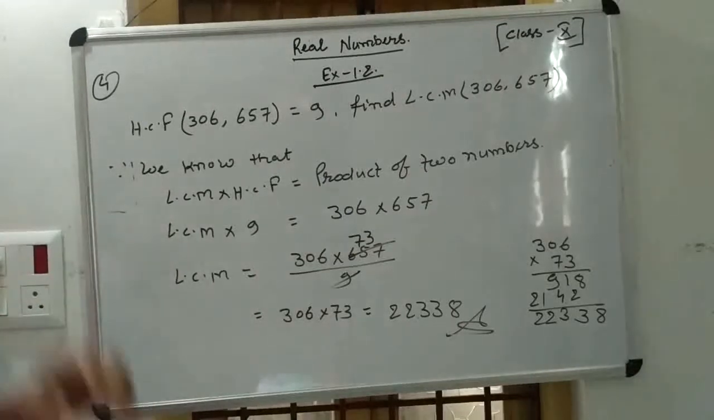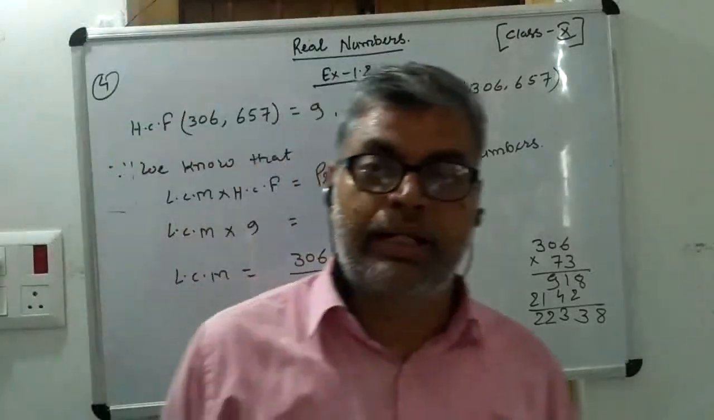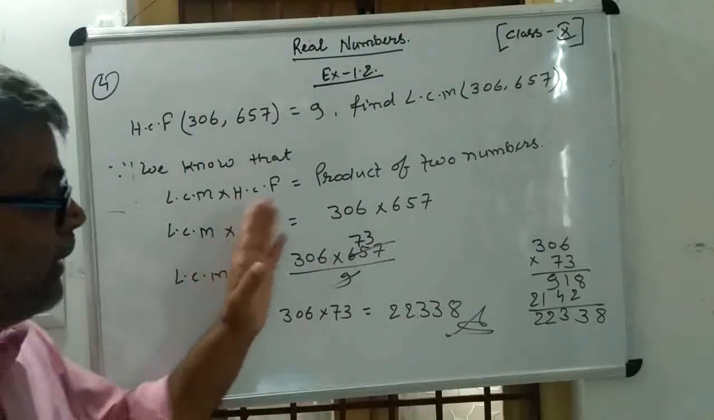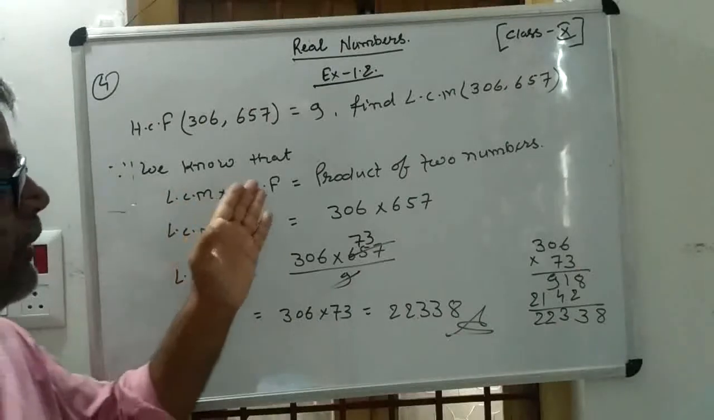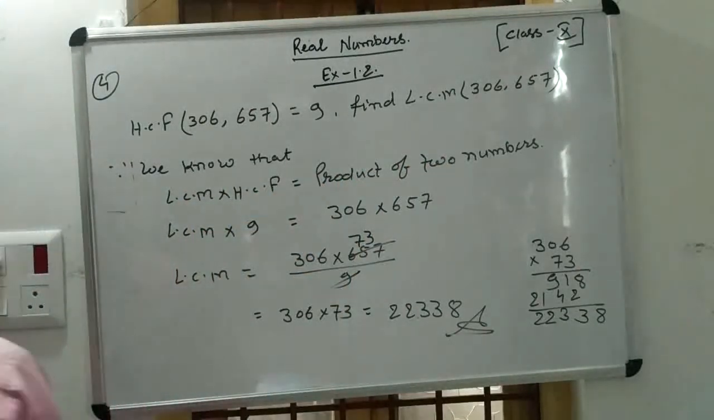So in this way, children, whenever the HCF and two numbers are given, then you can find their LCM by applying this result: LCM into HCF equals the product of two numbers. So this is the solution of this question.